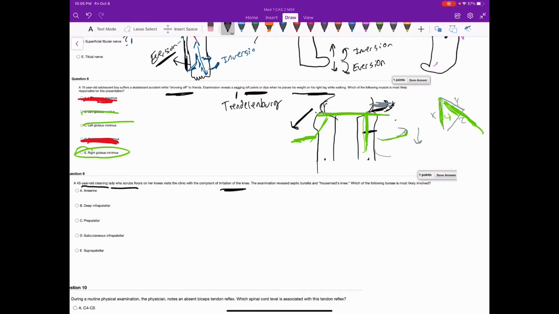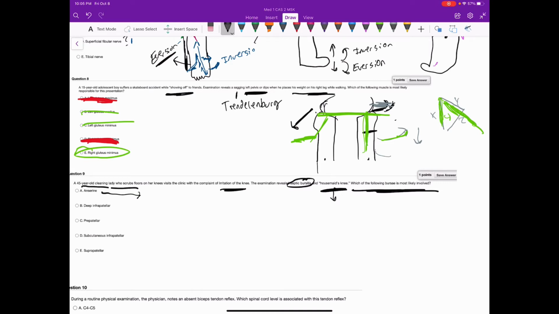The examination revealed a septic bursitis. Okay, so it already says bursitis of housemaid's knee. This is a syndrome. If you know this syndrome, you could determine which region of the patella is damaged. But if you don't, let's go through all of them. Which of the following bursae is most likely involved? Okay, so we're going to start off with the pes anserinus, right?